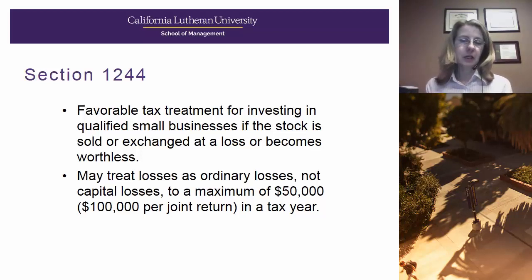This is a provision where Congress wanted to encourage entrepreneurship. If I am starting a small business and I organize as a C corporation, you are more likely to take the risk of investing in my startup business if you know that the potential losses are ordinary versus capital gain or capital loss.